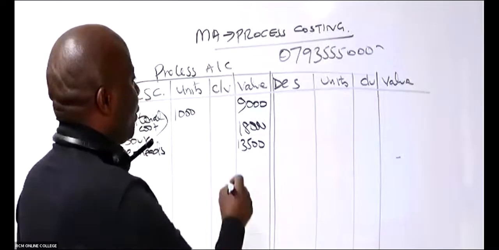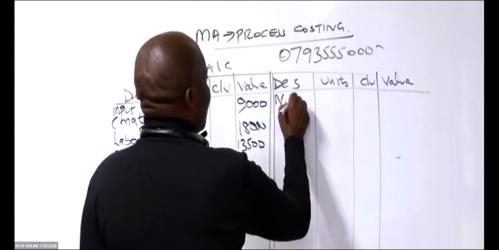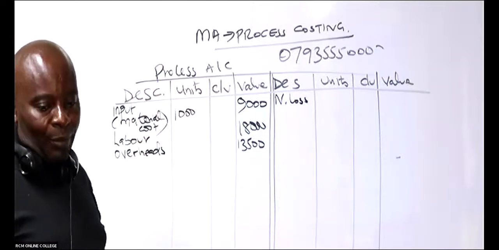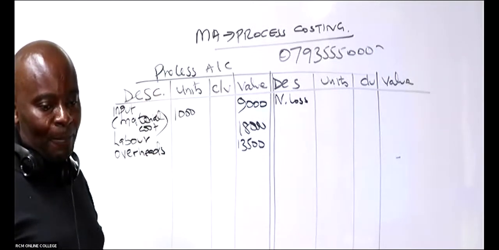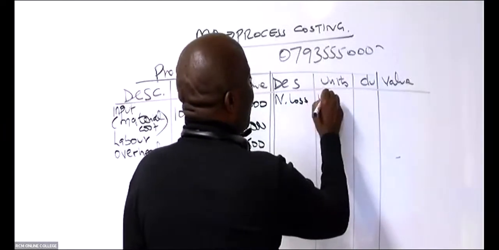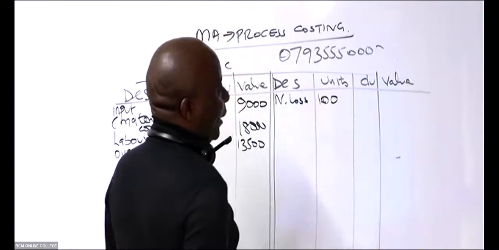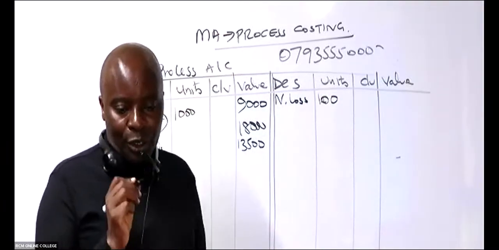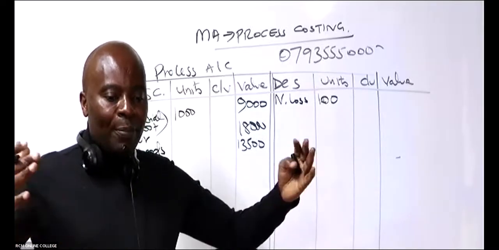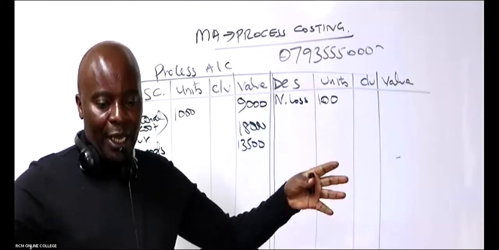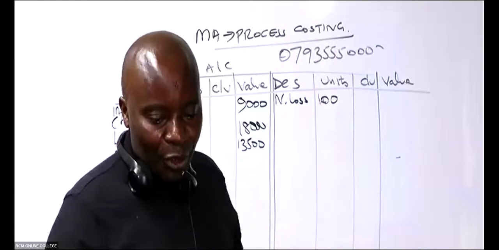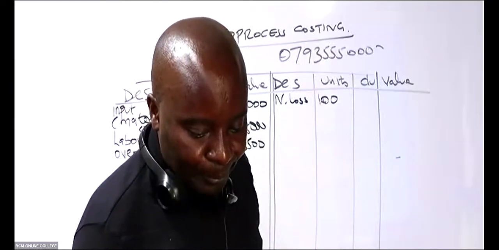And then we have normal loss. Are you able to remember the normal loss units? 100. What do we normally do with normal loss units? We scrap them, sell them at a throwaway price. If it is given, we shall always sell them, so we multiply them by the scrap value. Has the scrap value been given in this question?